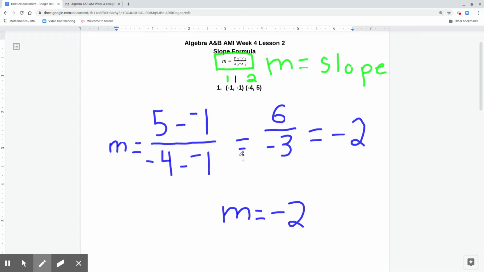I want you to pay very close attention to making sure that you set up the formula correctly and that you plug your numbers into the correct spots. That is most often where people make mistakes. They'll accidentally subtract the numbers from the same point, or they'll do x's on top, y's on bottom, and then it sometimes completely messes everything up. So you have to double check to make sure you've plugged the numbers in correctly.